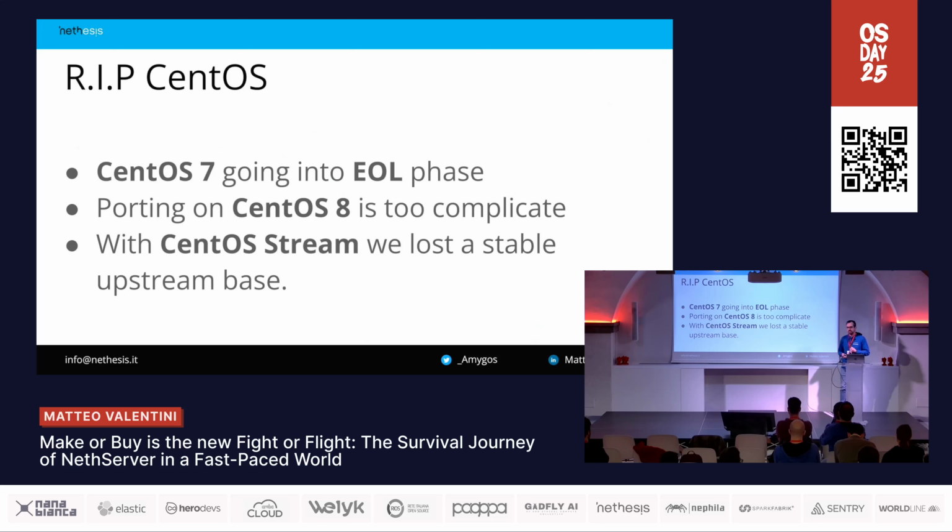Another thing that happened around the end of 2020 was that with CentOS Stream, Red Hat decided to put the CentOS distribution not anymore as a downstream of Red Hat Enterprise Linux, but as upstream of Red Hat Enterprise Linux. So CentOS switched from a stable, battle-tested solution to a more unstable, more testing solution. So we can't rely on it anymore.